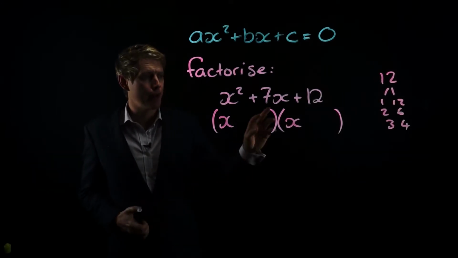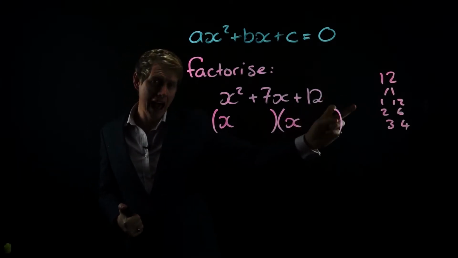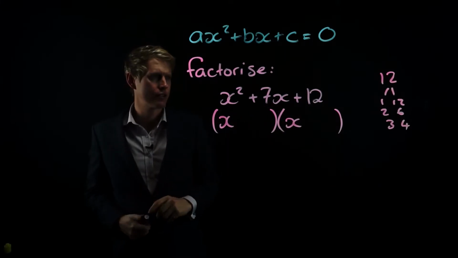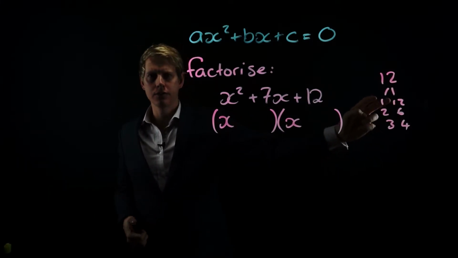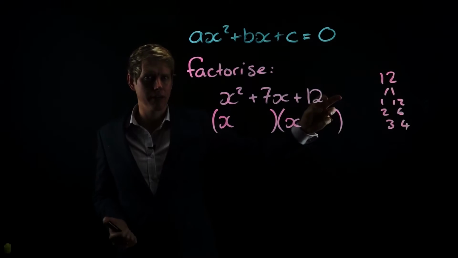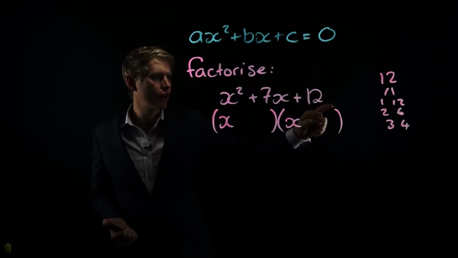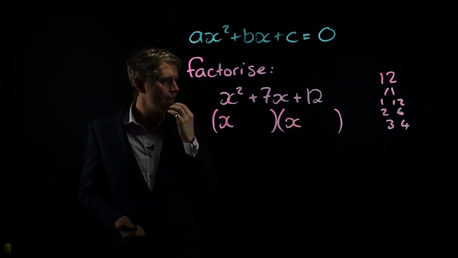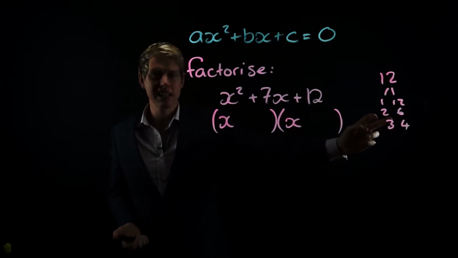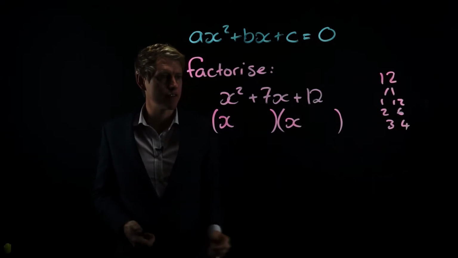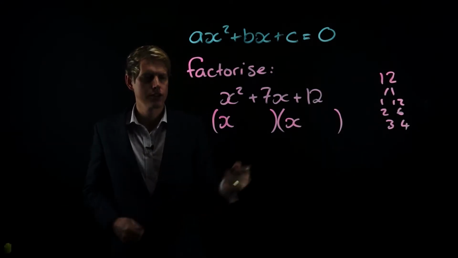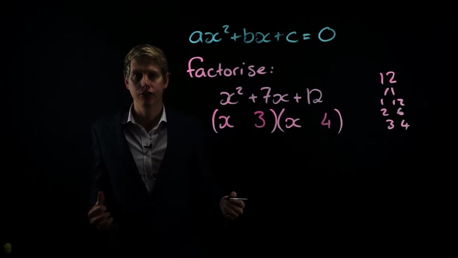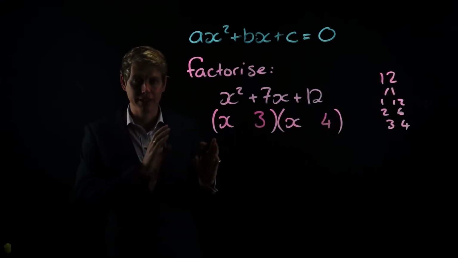Well, I pick the pair that I can either add or subtract together to get 7. So, can I make 7 out of 1 and 12? No, if I add them together, I can make 13. If I subtract one from the other, I could make 11 or negative 11. Can I make 7 from 2 and 6? No, but I can make 7 from 3 and 4. So I know that in one of my brackets I've got a 3, and in my other bracket I've got a 4. Now I need to think about the signs, and this is quite an easy one.